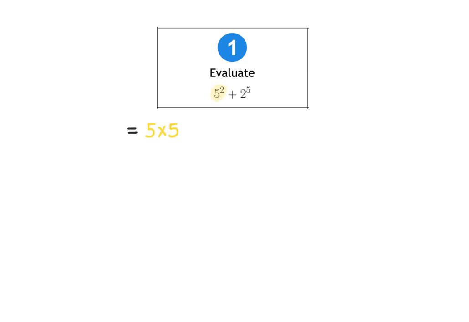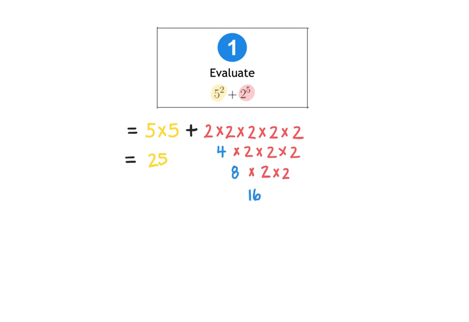We know that 5 to the power of 2 means 5 times 5, or 25. We know that 2 to the power of 5 means 2 times 2, which is 4, times another 2, which is 8, times another 2, which is 16, times another 2, which is 32. Then we have to add the 25 and the 32 together, and we'll get 57.